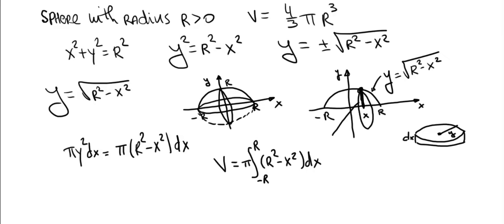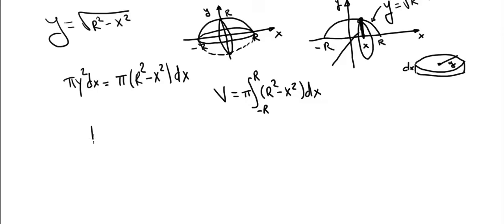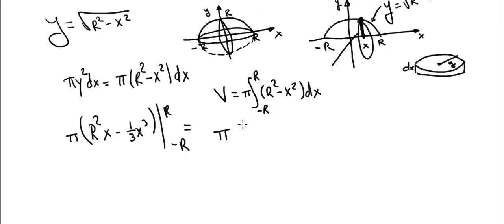Remember, r is a constant, so the integral of r squared is r squared x. The integral of x squared is 1/3 x cubed. Then we have a pi in the front, and we evaluate this from minus r to r. Just be careful plugging these in, and we'll get the right answer. So pi times, plugging in r for x, r squared times r is r cubed. R cubed times 1/3 is 1/3 r cubed.